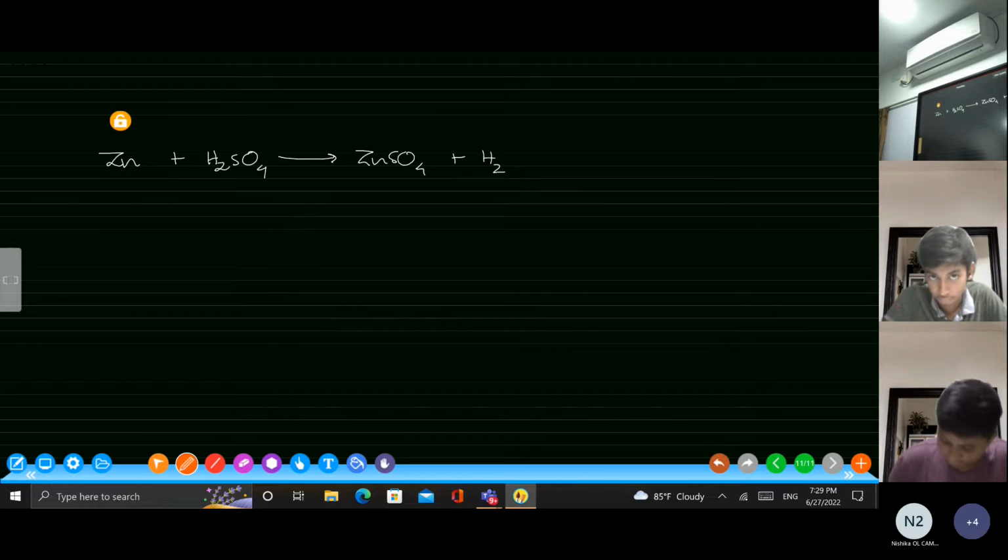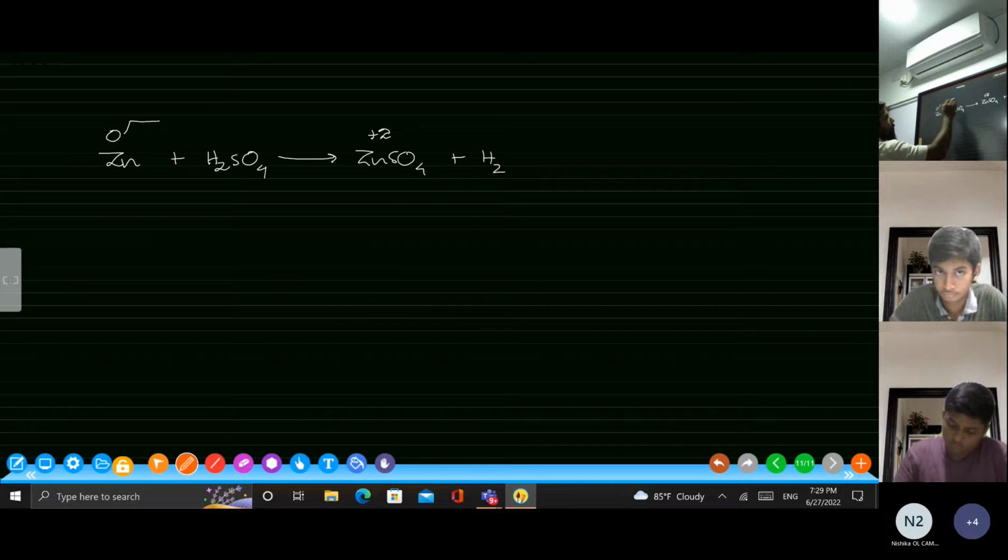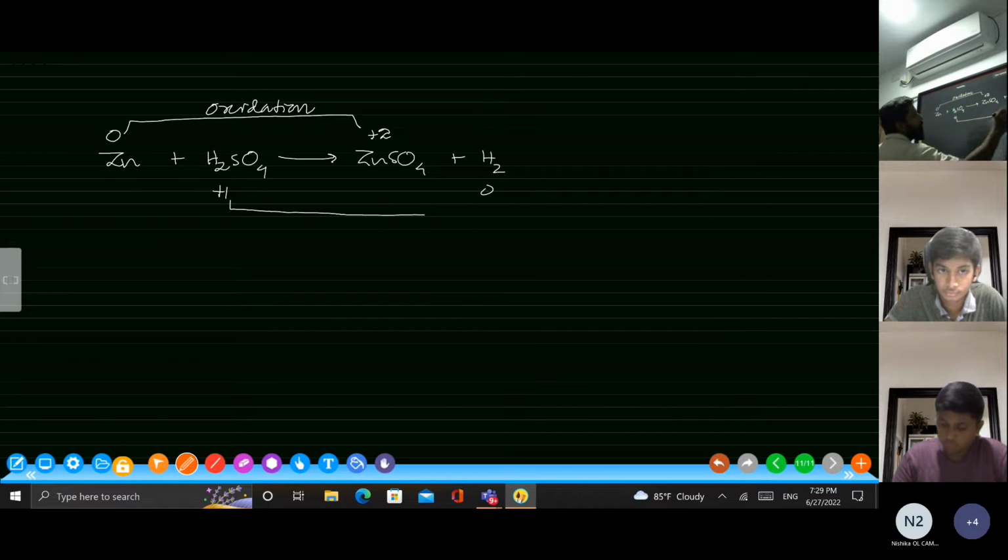First of all, right here, zinc oxidation state is 0 and zinc 2 plus oxidation state is +2. Right? Thereby, this is oxidation. This is why you call it oxidation. Right? And this is +1 and this is 0. So you call this what? Reduction. Right? So then you have to carefully take the ions out.